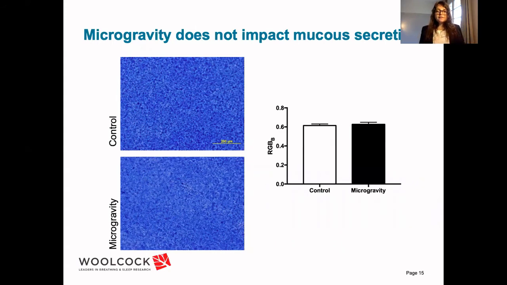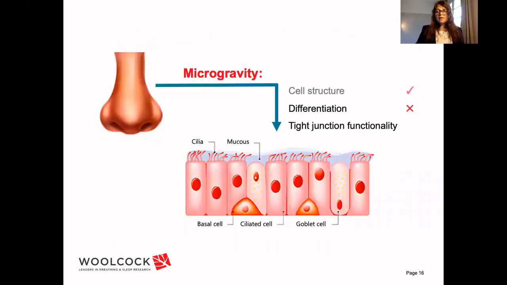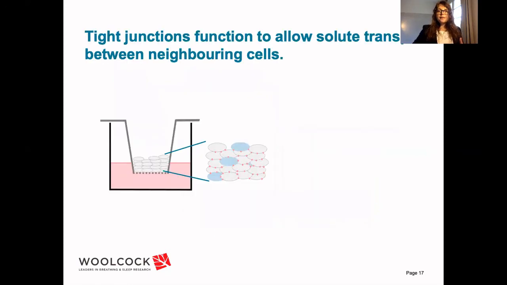And when we quantified this using the ratio of blue over red, green, blue, which is a common equation that we use in the field, we found that there was no significant difference between the two conditions, suggesting that microgravity had not actually influenced differentiation in these cells, which for us was an interesting finding and a good finding. And now we went on to look at the tight junction functionality.